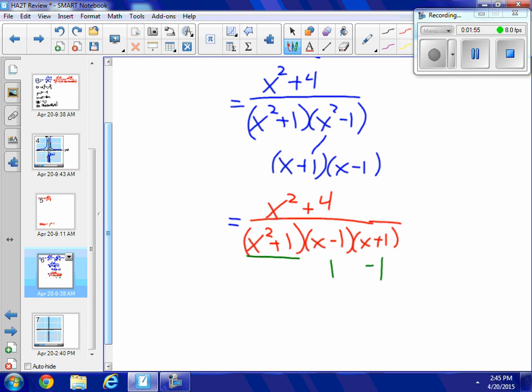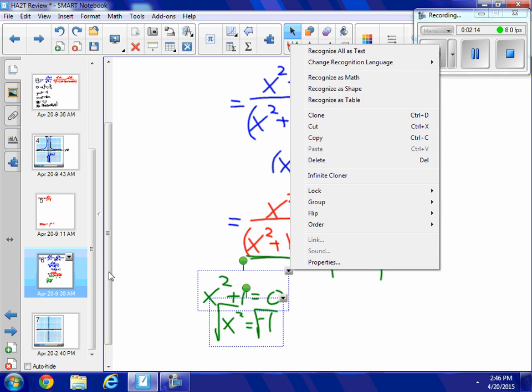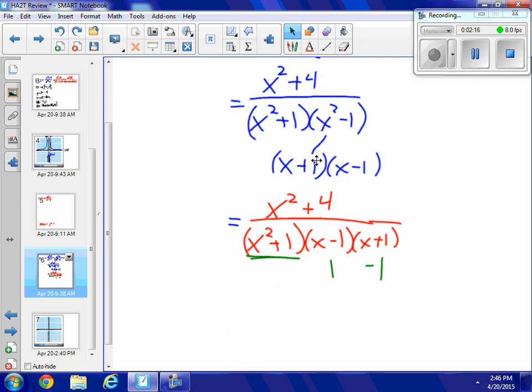And this piece right here, not solvable. Nothing will make it equal to 0. So if I had x squared plus 1 equals 0, that will give me x squared equals negative 1. And I can see that if I take the square root of both sides, I'm going to end up with an imaginary number. So there's no number there that's going to make that equal to 0. So my domain on this problem is x cannot be equal to negative 1 or 1.